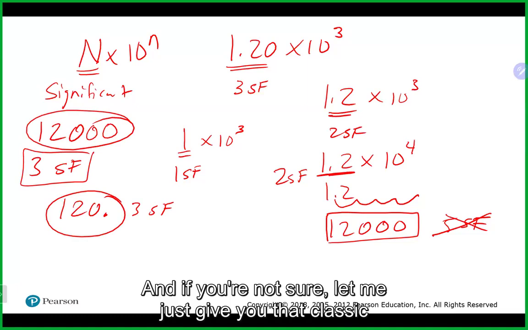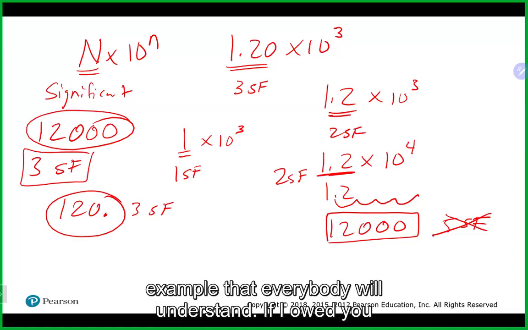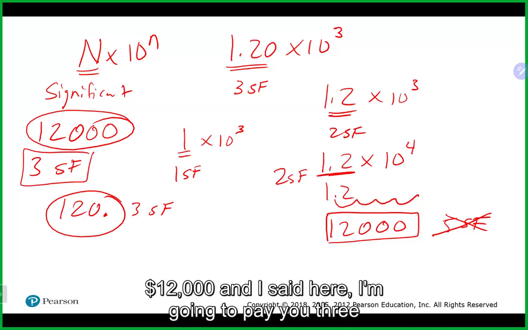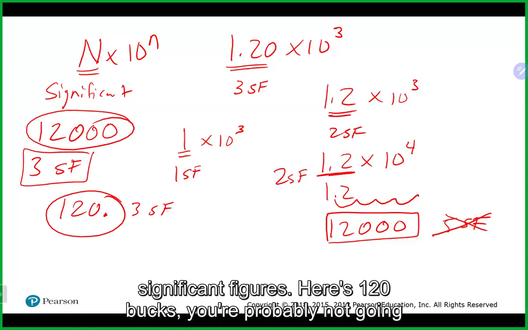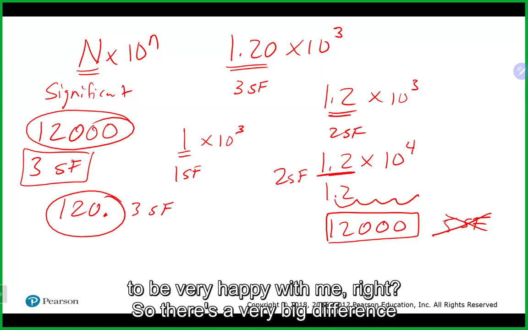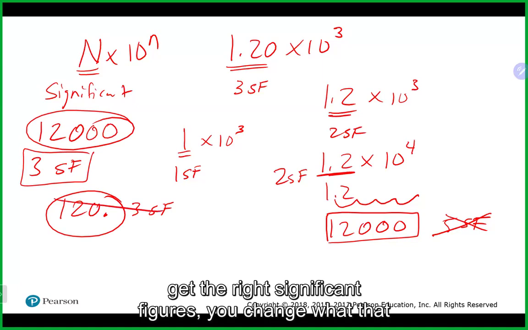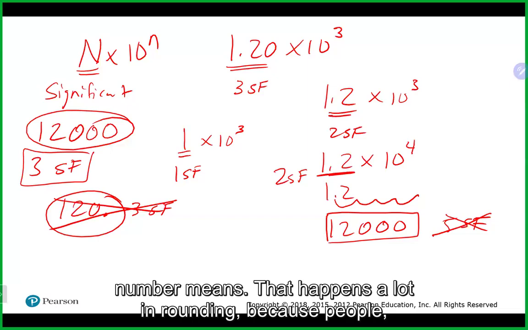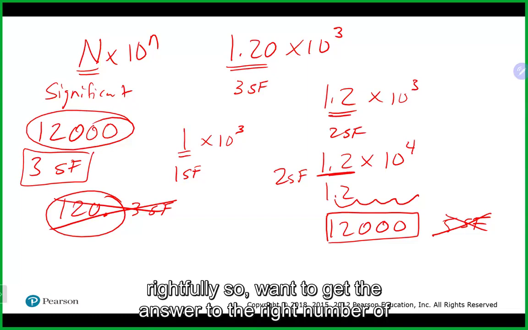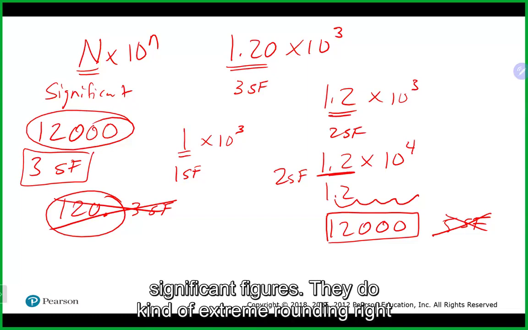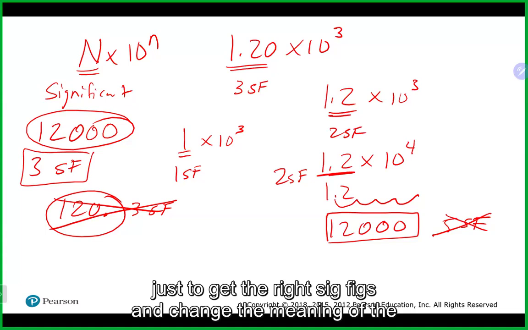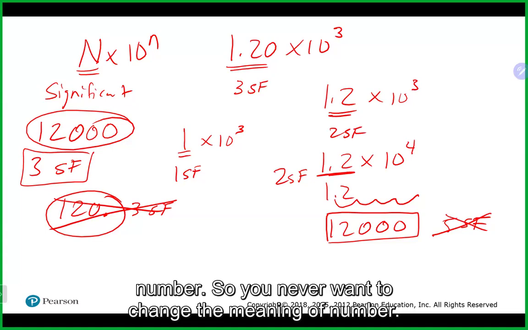And if you're not sure, let me just give you a classic example that everybody will understand. If I owed you $12,000 and I said, here, I'm going to pay you 3 significant figures, here's 120 bucks. You're probably not going to be very happy with me, right? So there's a very big difference in terms of the meaning of those 2 numbers. So although you did get the right significant figures, you change what that number means. That happens a lot in rounding because people, rightfully so, want to get the answer to the right number of significant figures. They do extreme rounding just to get the right sig figs and change the meaning of the number. So you never want to change the meaning of the number.